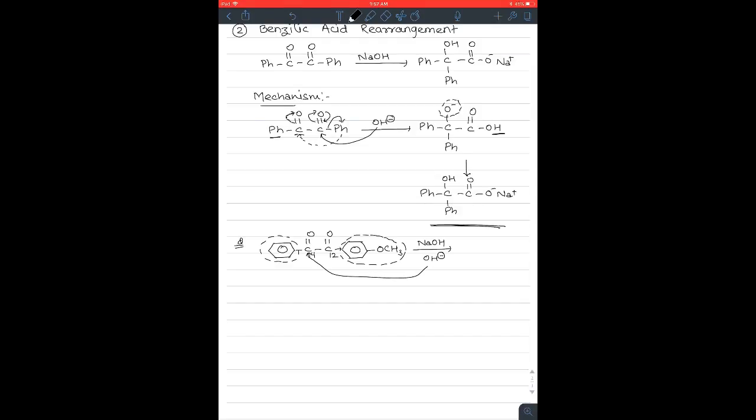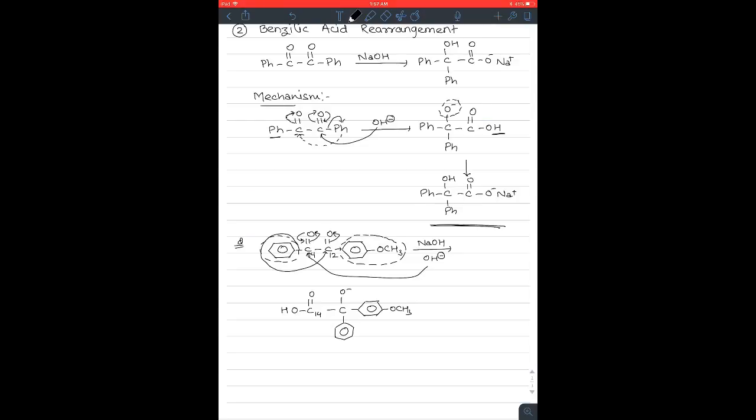If OH minus is attacking on C14, what will happen? The electron will shift to oxygen. In the second step, the electron will come back, and this complete group will depart from here and attack the other carbonyl carbon, and the electron will be shifted to oxygen. So the product which we will get will look something like this: C double bond O, C14. Over here we'll have OH, then C will have O minus. One side will have benzene with OCH3, and the second side will have benzene.